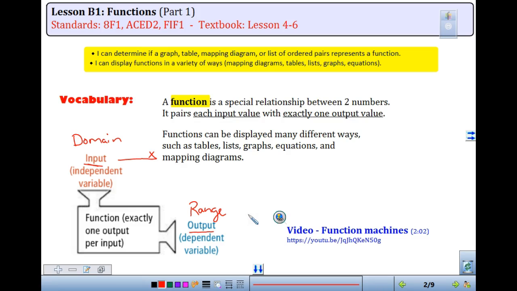The output is our range. It's already posted. So range is our dependent variable. Range is all of your Y points when we are talking about those.